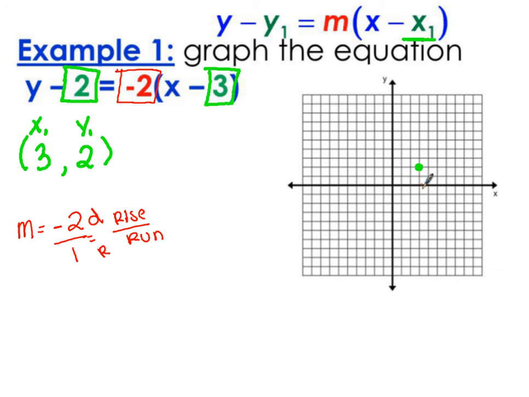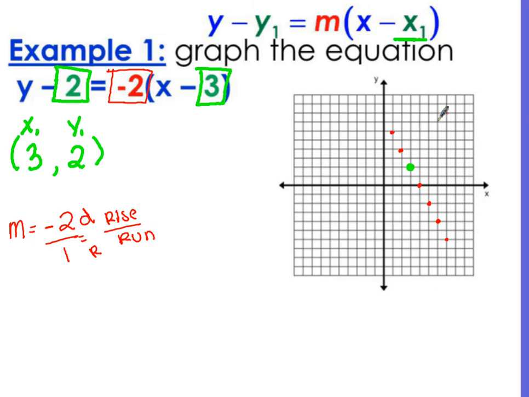So from this point, I'm going to go down 2, right 1, down 2, right 1, down 2, right 1. And if I wanted to make some more points on the opposite side, I would just do the exact opposite. Instead of going down and to the right, I would go up 2 and to the left. And those will form a straight line. So I'm going to take my ruler, and I'm going to draw a straight line between all of those points. And that is the answer. Okay, so like I said, you're going to be a little uncomfortable with using this at first, but when we have to write the equation of a line, I promise it's going to be much easier and you will be much happier with it.